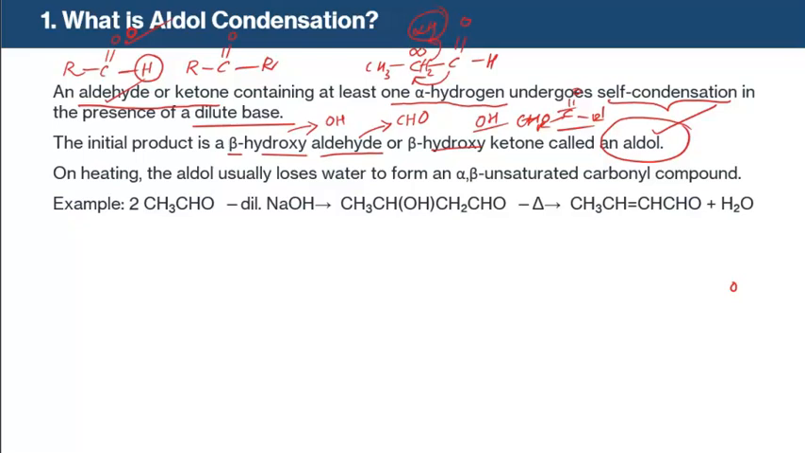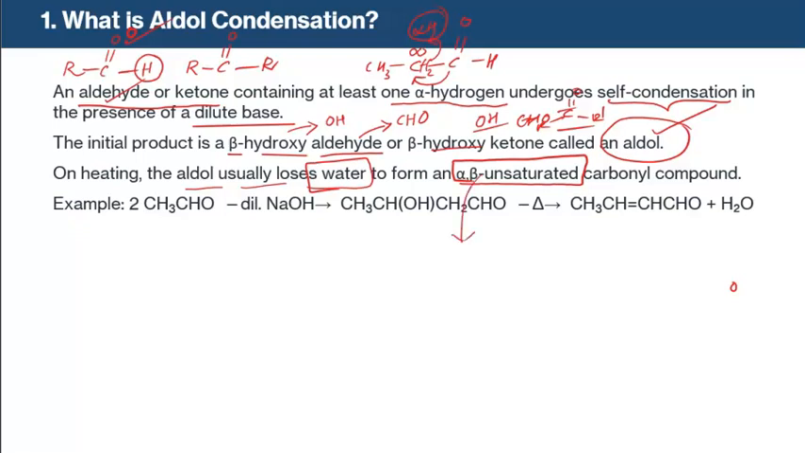On heating, the obtained aldol usually undergoes a dehydration reaction. That means the aldol loses the water content present in it to form an alpha beta unsaturated compound. What do the terms saturated and unsaturated mean? I'm discussing them from the point of view of organic chemistry.